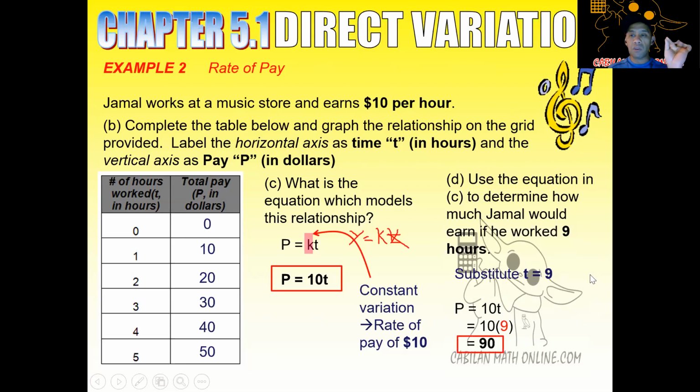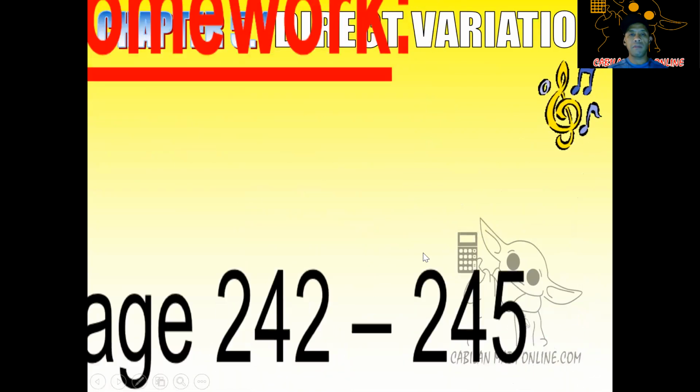Remember that this is a word problem, so you do need to state what this 90 is. Since it's the pay in dollars, this tells us that if he worked 9 hours, then he would get paid $90. And that pretty much summarizes that question.